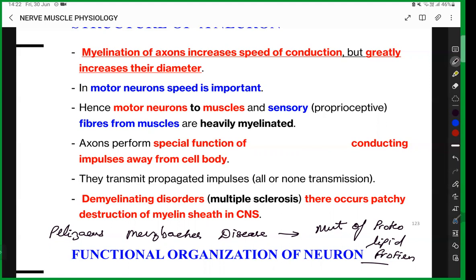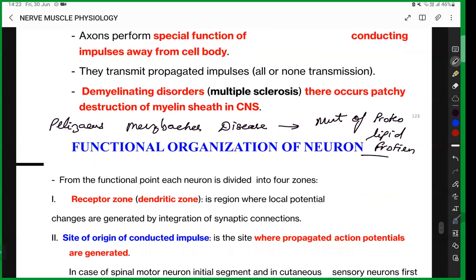Similarly, you have various proteins in the peripheral nervous system also. One of them is your Schwann cells. But apart from Schwann cells, you also have P0 protein, peripheral myelin protein 22, PMP22, as well as your myelin ganglioside and myelin-associated glycoprotein.